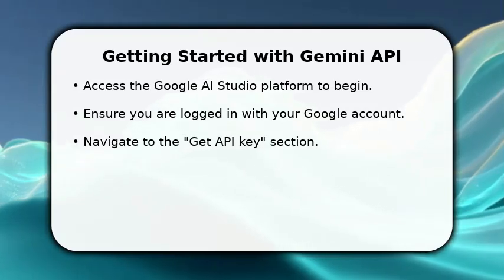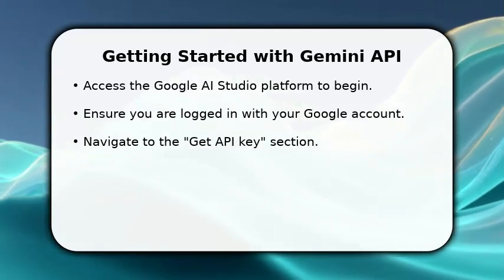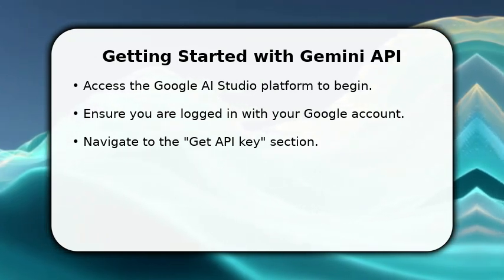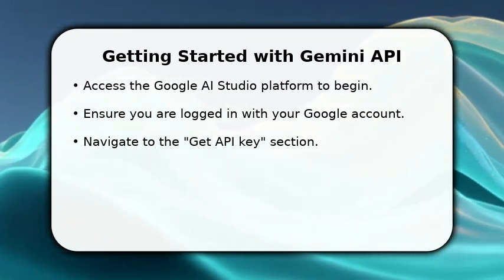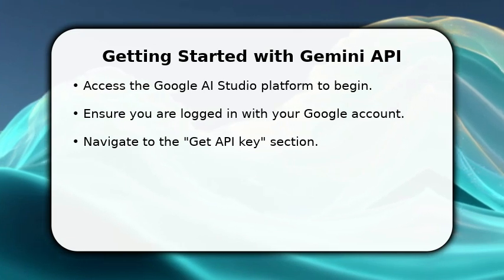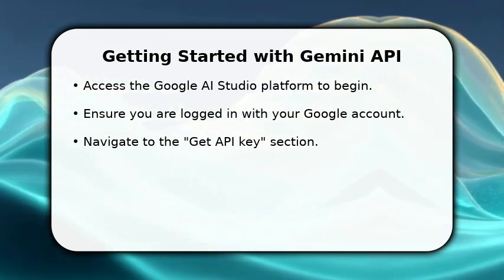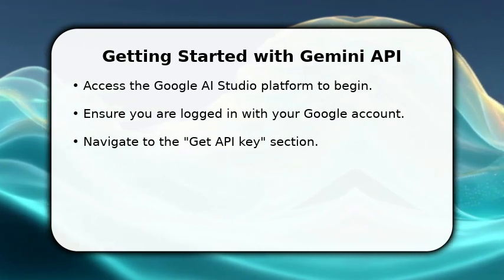In this video, I will explain how to create a Gemini API key. First, open your web browser and go to the Google AI Studio website. Make sure you are signed in with your Google account.